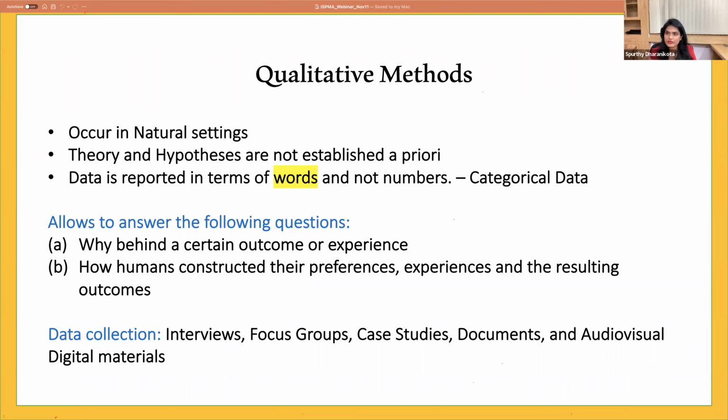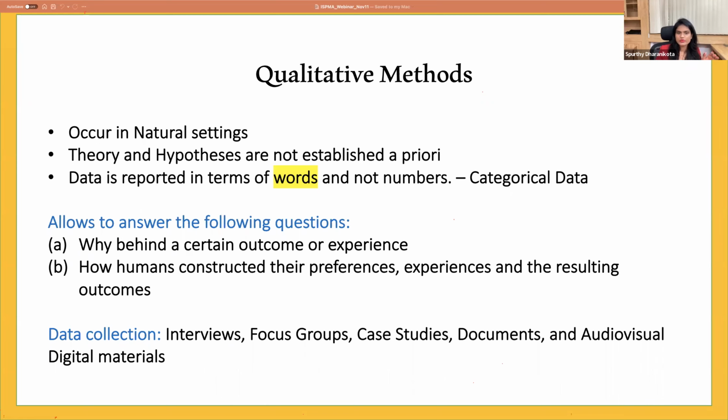And using these questions, in interviews you can ask, how do you describe your experience? What did you not like about the product? What did you like about the product? How can we make the product better? So all of these questions are open-ended. They're descriptive, right? With those questions, we can answer why and how a process occurs, or why a person has constructed an attitude or a preference towards a product. So those are qualitative methods, and the data collection methods could be interviews, focus groups, case studies, documents, and audiovisual aids, so audiovisual digital materials that you can refer to.